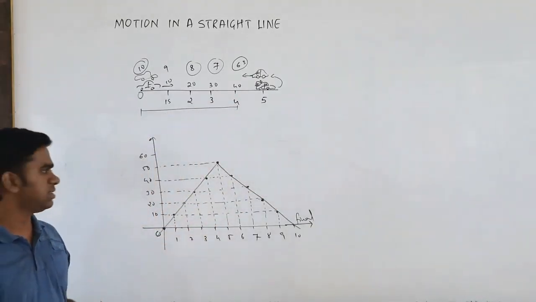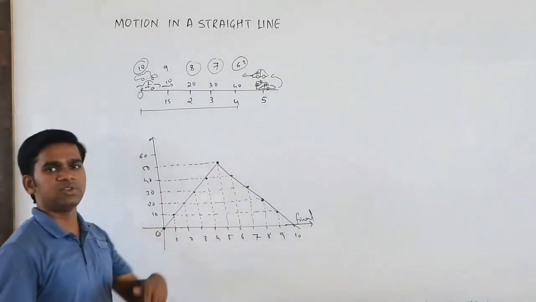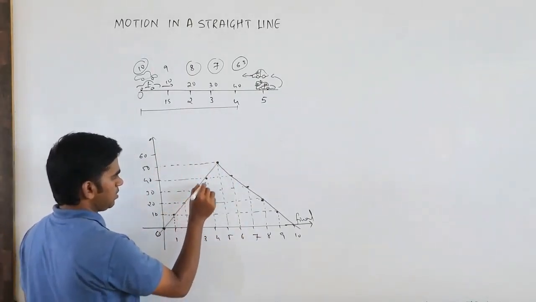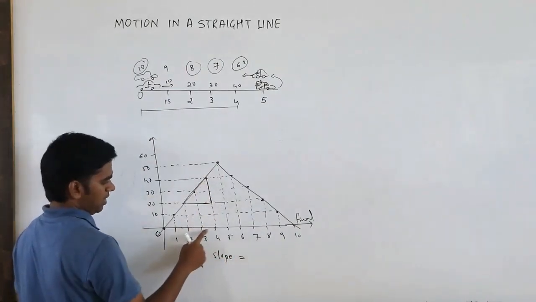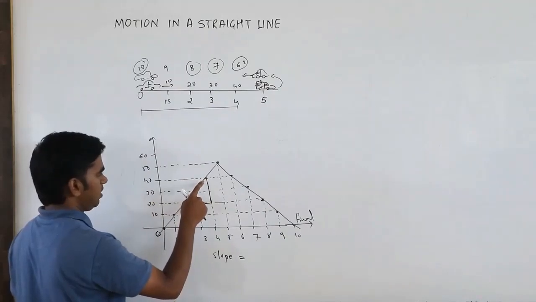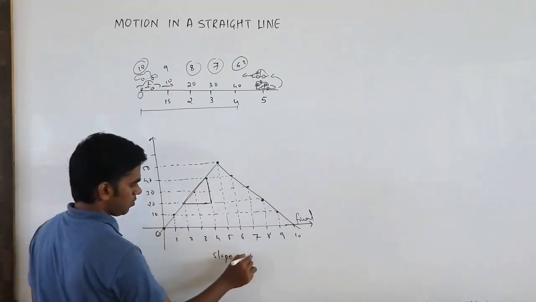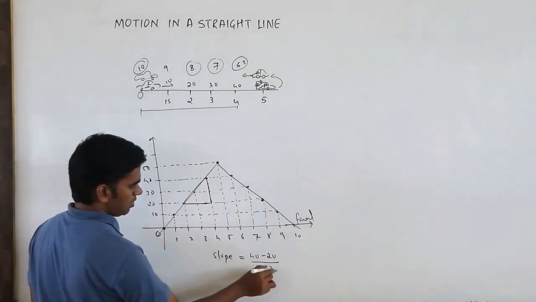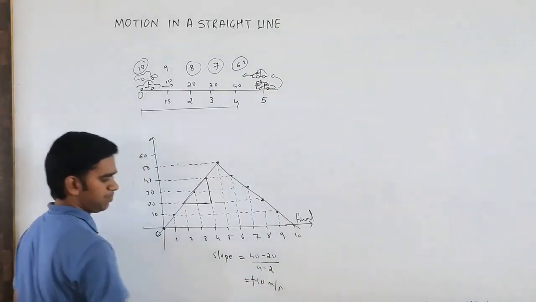So what we can expect here is, till here we have to expect positive slope, positive velocity. From here, the slope should be negative, because of the reverse direction. If I take the slope here, what will it give? It is (x2 minus x1) divided by (t2 minus t1). So (40 minus 20) divided by (4 minus 2). What you will get? This is 20 by 2, which means 10 meter per second, positive.